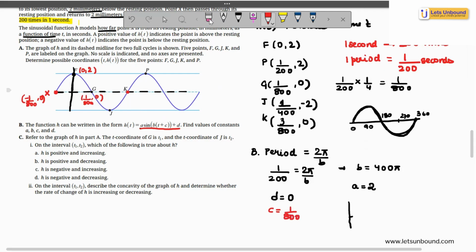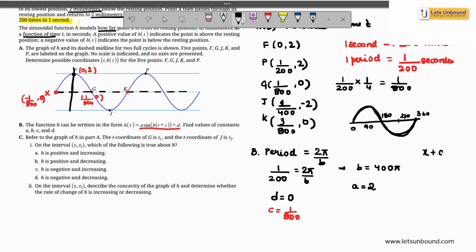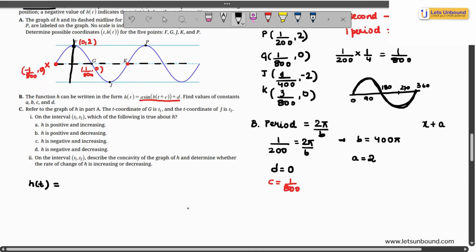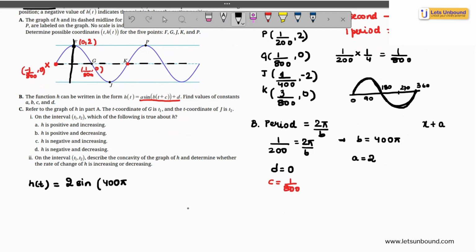Why would we make it as positive 1/800? Because to shift to the left, the translation always occurs in the form of x plus a, meaning a units to the left. So since it's shifted 1/800 units to the left, we will say C is positive. So our sinusoidal function h(t) can be written as A, which is 2, times sine of B, which is 400 pi, times (t + 1/800). And since there's no vertical translation, D is 0. So this is how we have modeled our sinusoidal function for this guitar string.